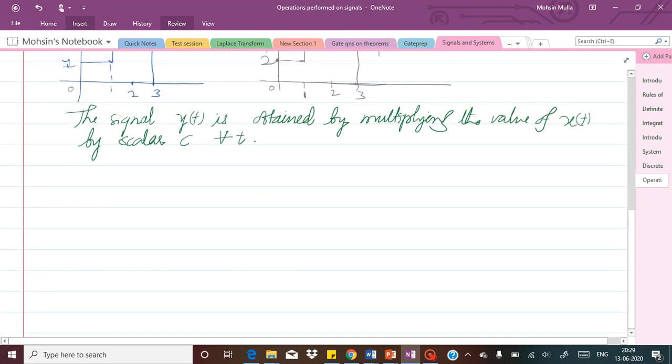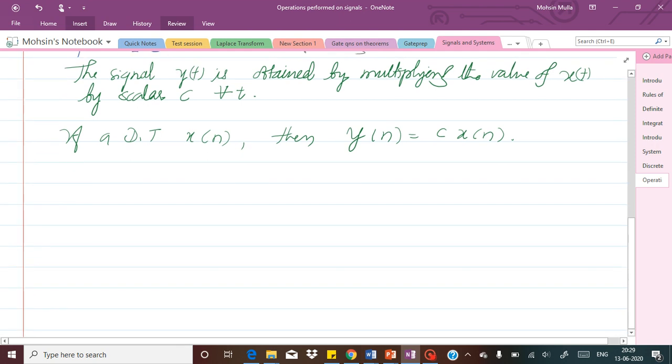Similarly, if we have a discrete time signal, in that case also we can write: if a DT signal x of n is given, then y of n can be written as the amplitude scaled version, c times x of n, which is called the scaled version of x of n. So this is about the amplitude scaling. The magnitude of the entire x of t will be multiplied by that scalar value c.